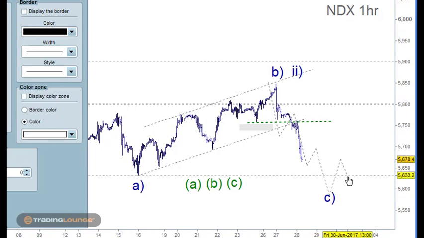let's see, because we'll either get a move going up at that point, and that will be the end of it, it'll be an ABC correction, or we're going to get some sort of ABC correction here and then move down again. So what we need to do is work out what's going to happen in this space here. Is it going to be corrective, and how do we get back into this, in terms of shorting and so on?